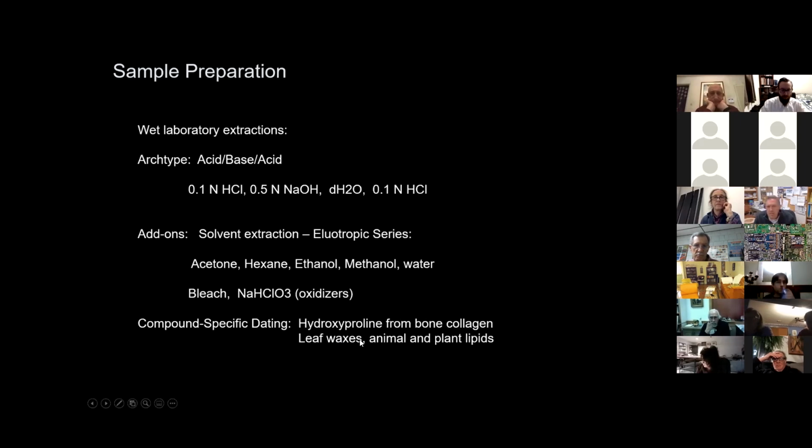And there are other methods for these other kind of compound-specific targets. These require a lot of material, and it's very labor-intensive. And we don't actually do compound-specific dating in this laboratory, although I have done it in the past.